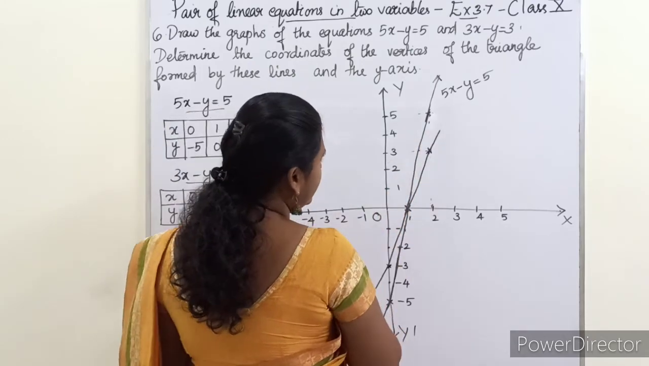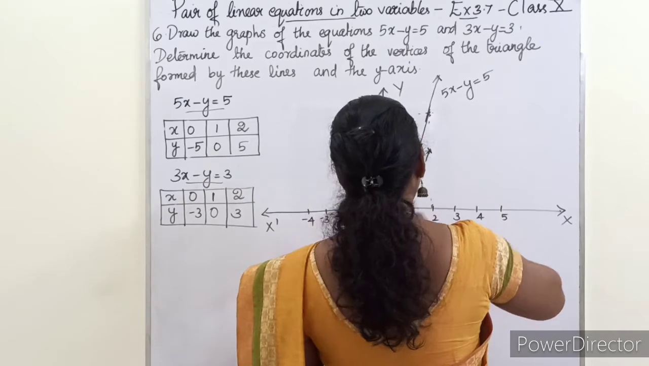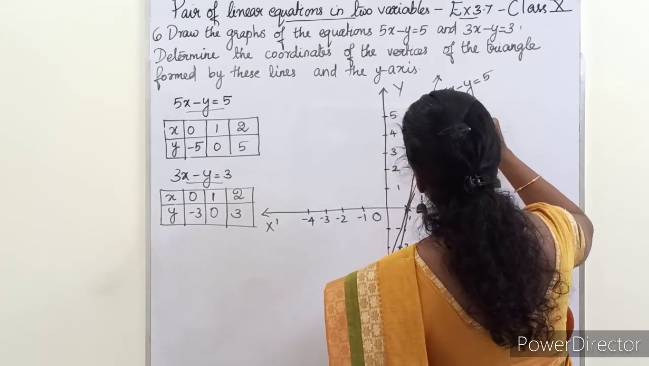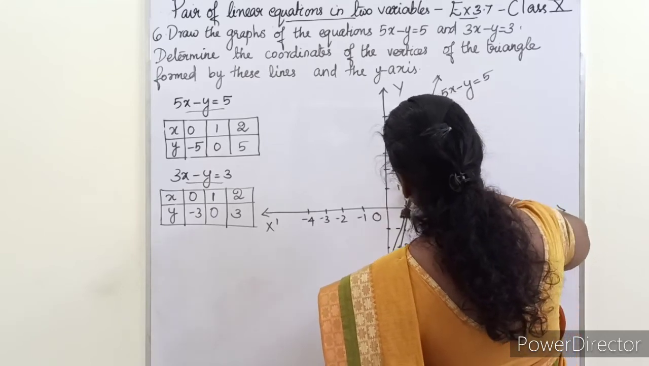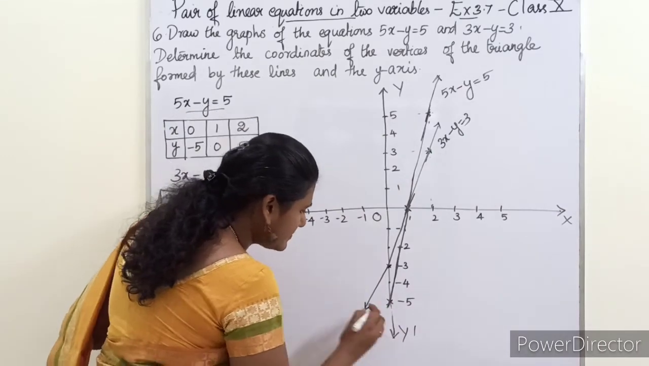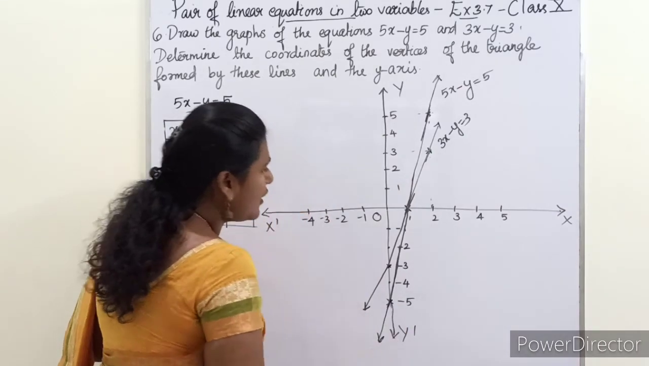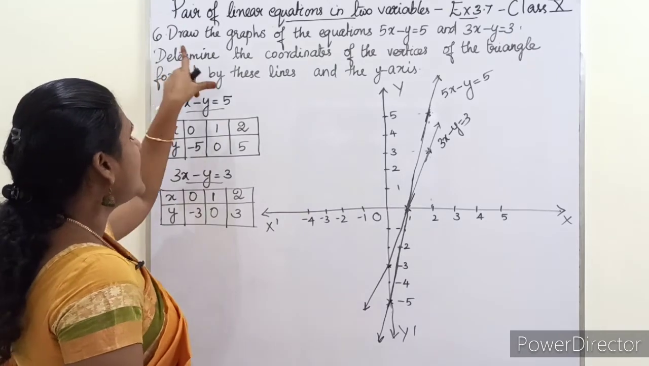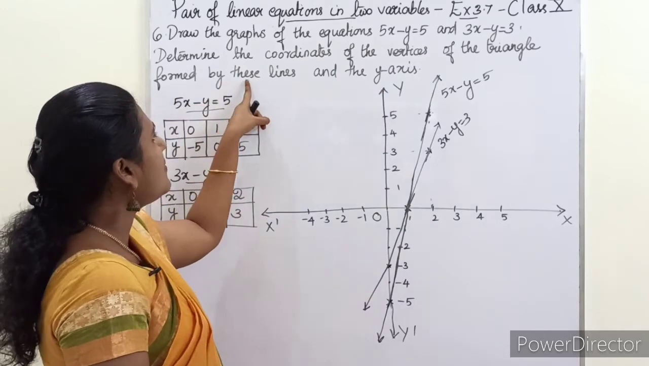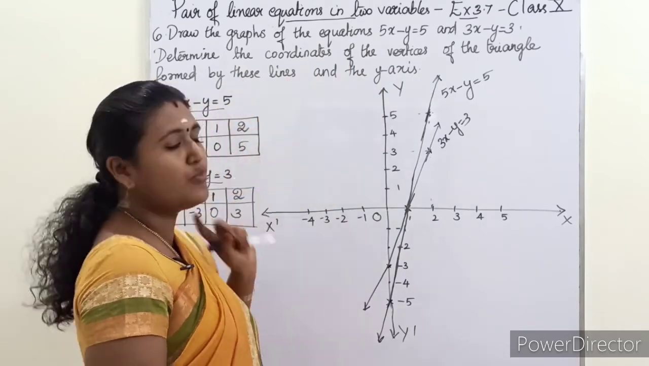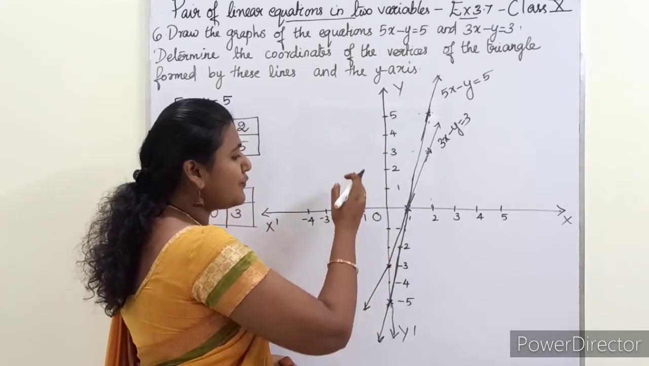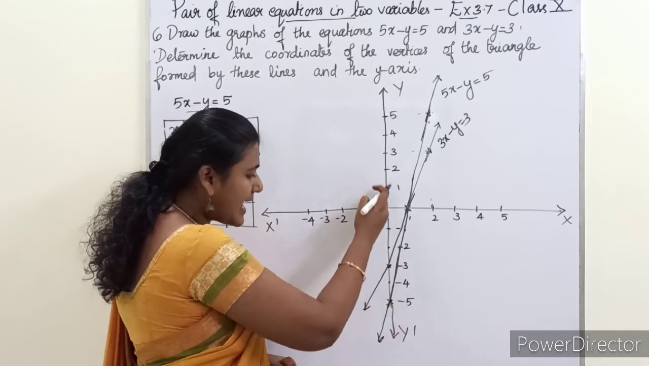So this line represents the second equation. So this is the second line. This represents the second equation, that is 3x minus y is equal to 3, and this is the first equation. Okay. Now if you see here, what is the next part? Determine the coordinates of the vertices of the triangle formed by these lines and the y-axis. So you have to find out the vertices of the triangle formed by these two lines and the y-axis.